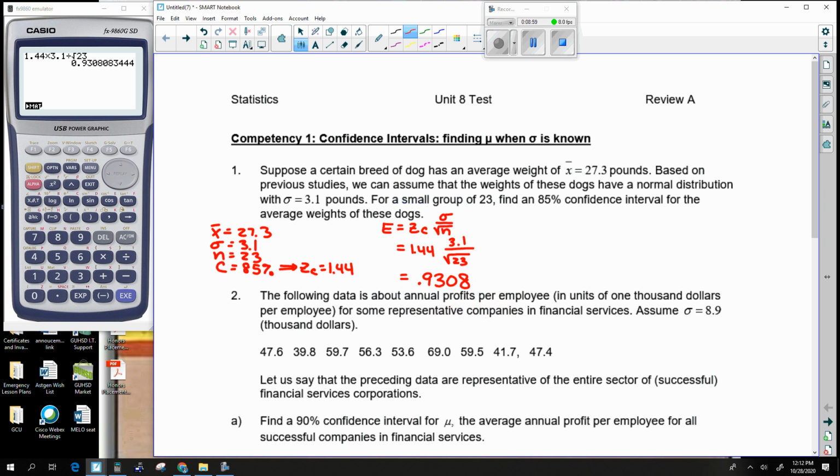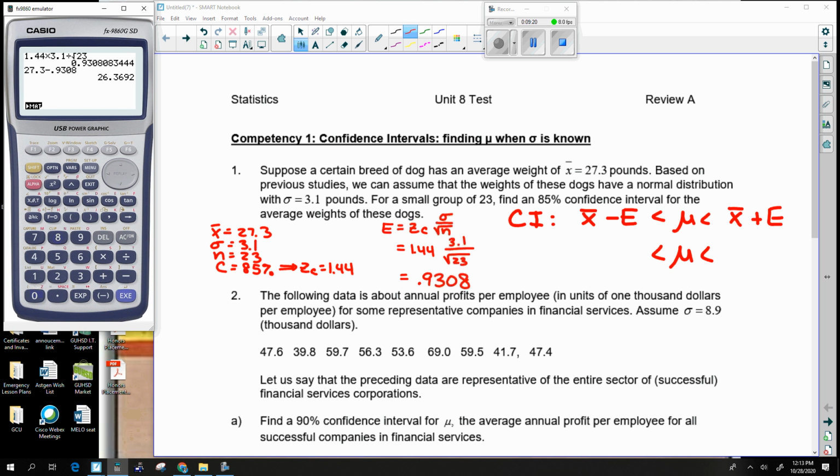And so last but not least is the confidence interval itself, which is x bar minus E is less than mu is less than x bar plus E. The middle stays the same, and I just get the answers to the side. So x bar minus E, and then x bar plus E.